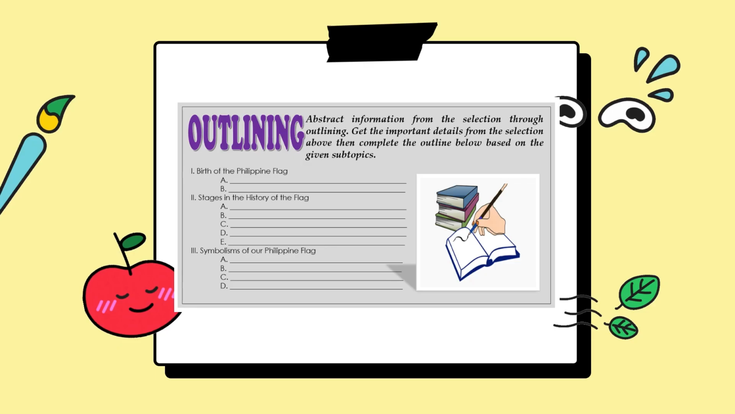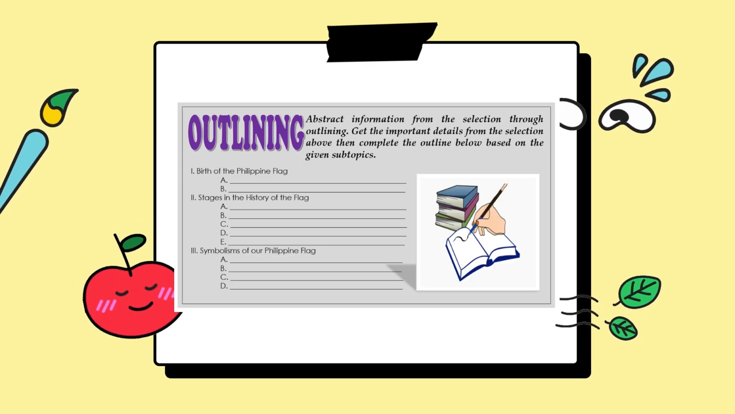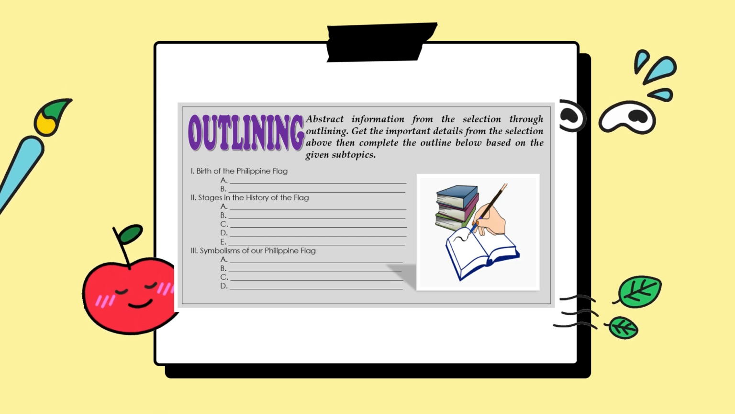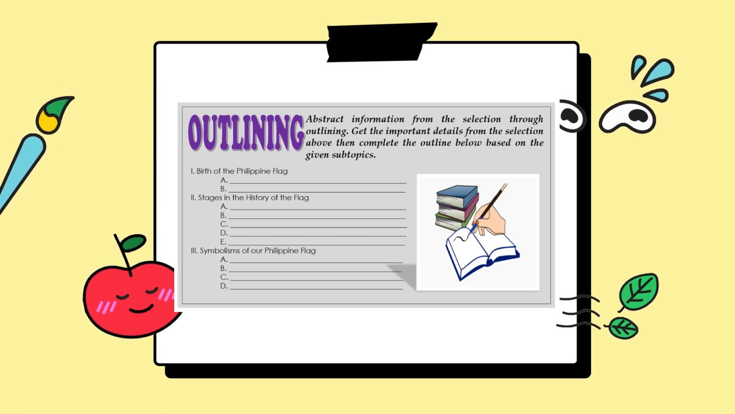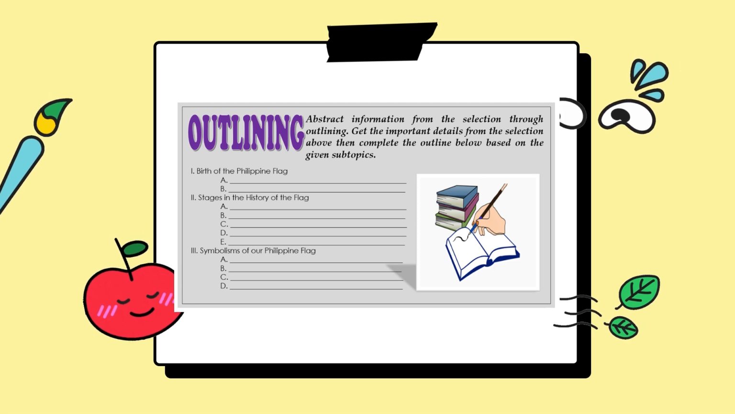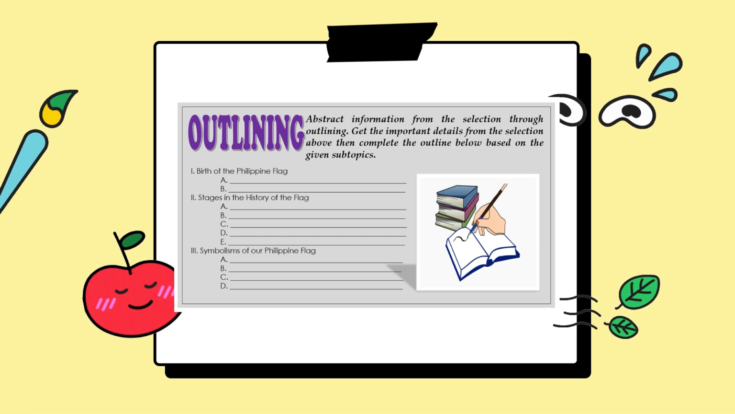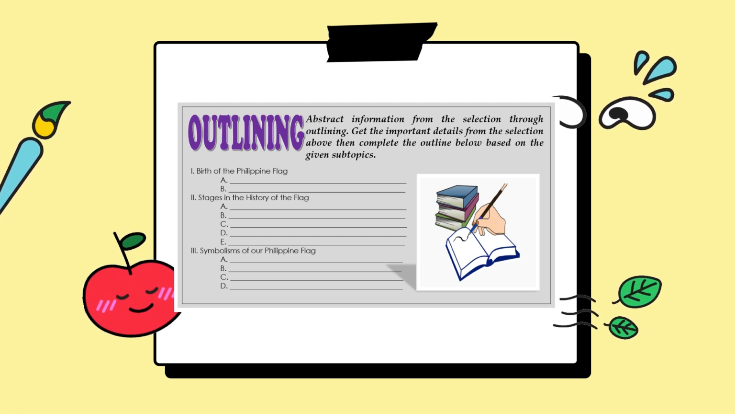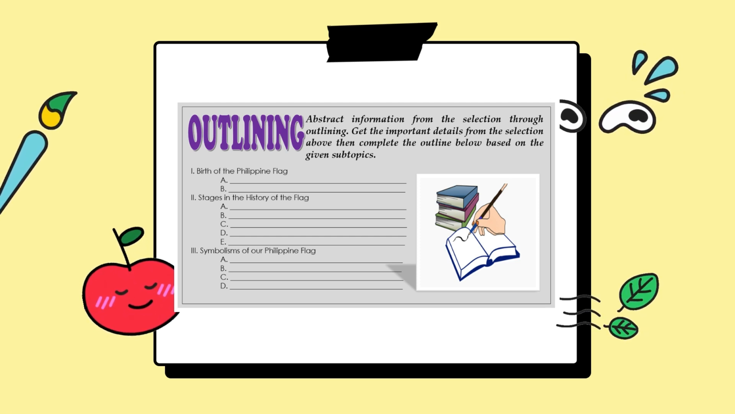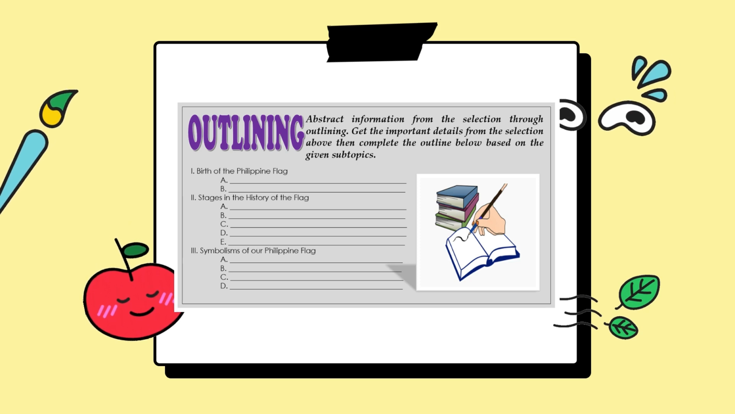You may also try outlining. So outlining is very simple. You have there the 3 parts. You just simply have to get the main or the important details from the selection, and you have to complete the outline. This can also be found in your module, especially the format. That's for outlining.